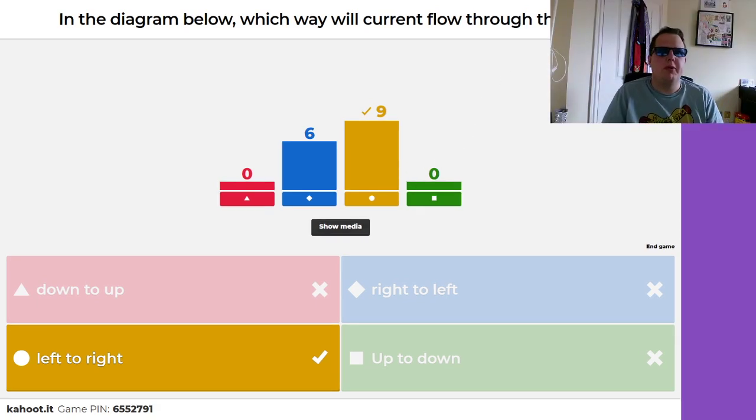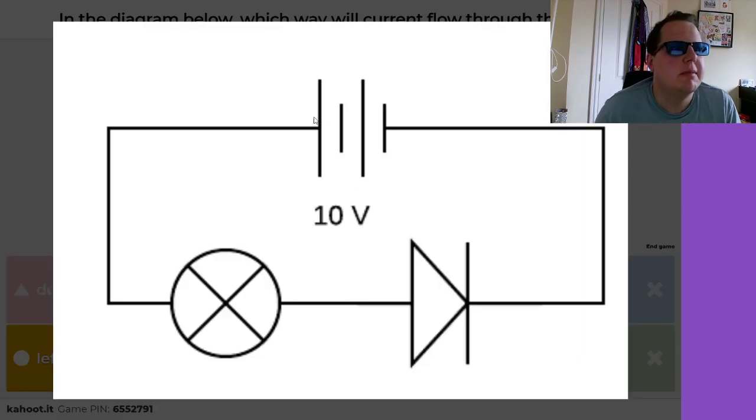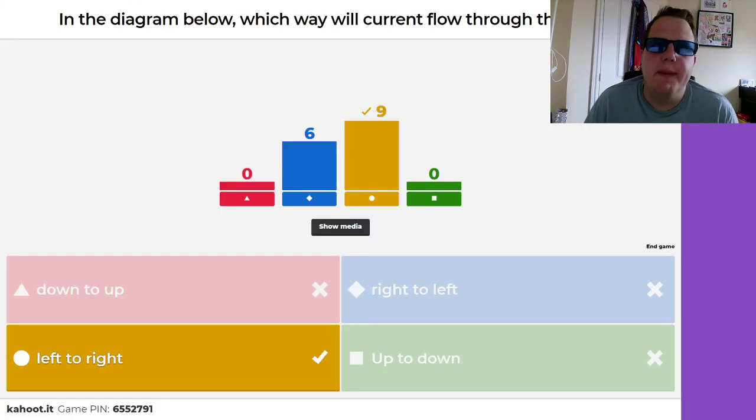Okay, well done, 9 people. Yeah, it will flow left to right, so the current comes out of the positive, the long side of a cell, goes all the way round, and the arrow points which way the current's going.